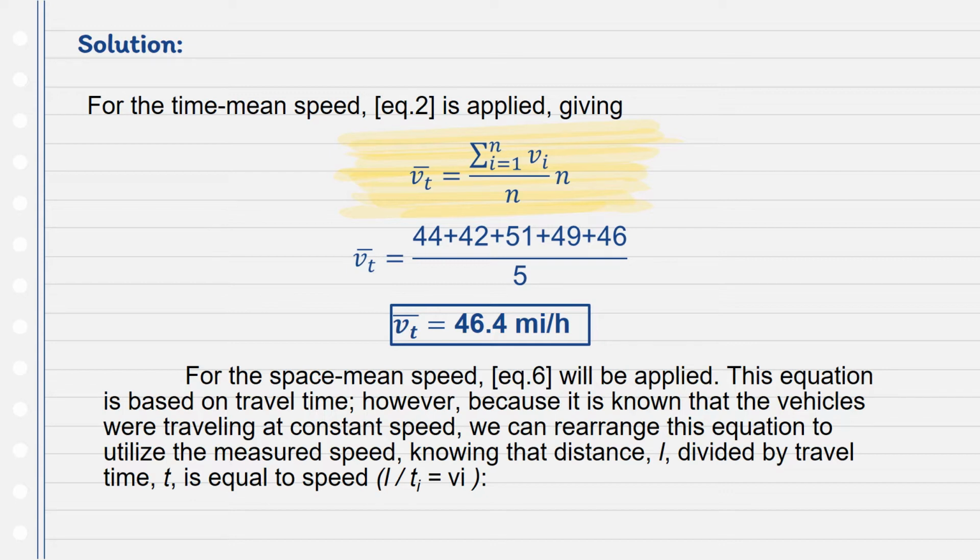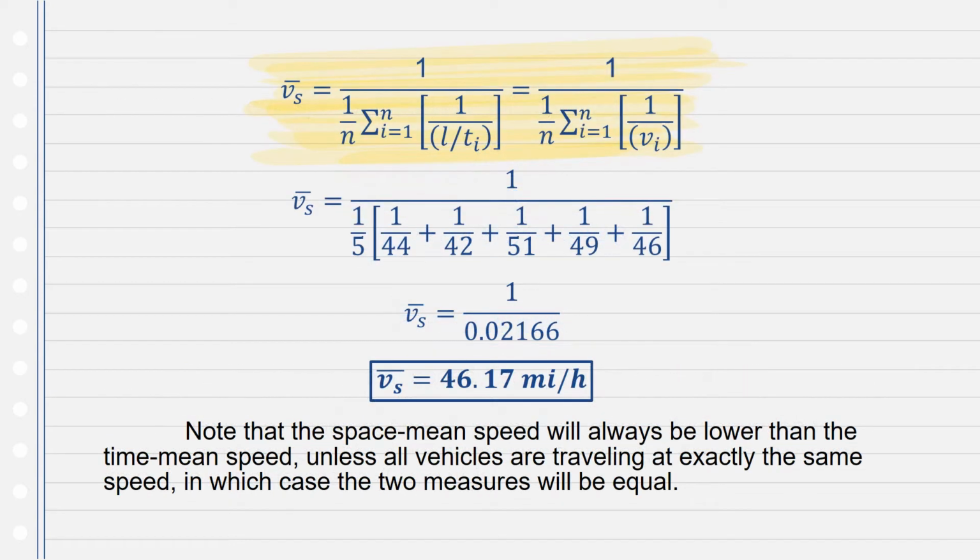For the space mean speed, we're going to use the formula for that as well. We're just going to substitute the given. So we have the space mean speed is equal to 1 over n multiplied by the reciprocal of the vehicle speeds. So we have the space mean speed is equal to 46.17 miles per hour. We have to note that the space mean speed will always be lower than the time mean speed, unless all vehicles are traveling at exactly the same speed, in which case the two measures will be equal.